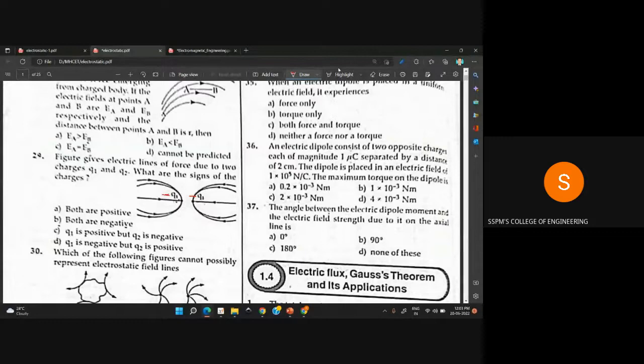Q1 is positive but Q2 is negative, or Q1 is negative but Q2 is positive. But the correct answer must be both are negative, because the lines of electric field are terminating at negative charges. Are you getting it? So this kind of question may be asked.